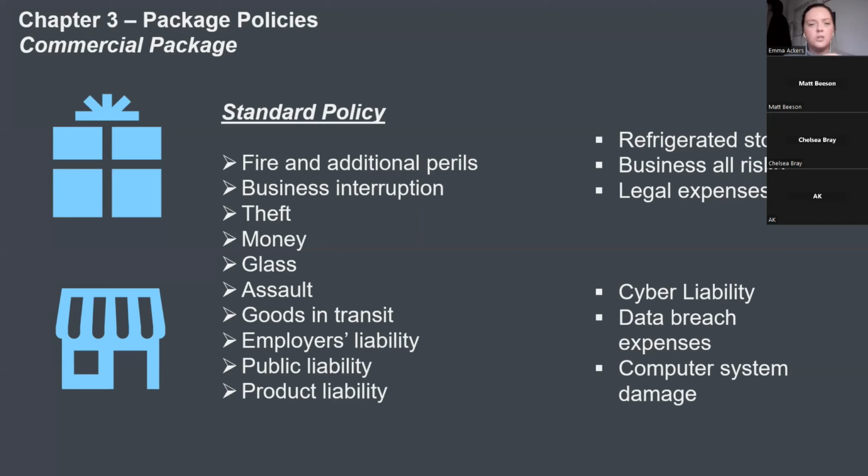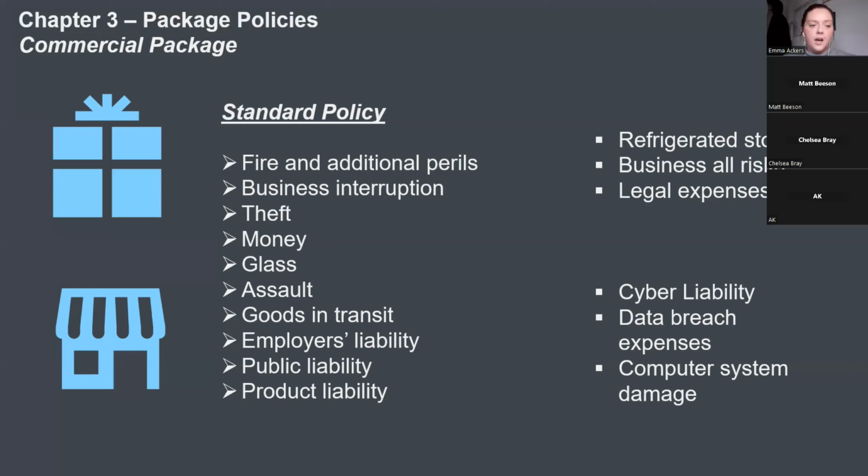There are also optional things that the insured can include as well. Things like refrigerated stock. If you have a shop, you've got fridges. And a business all risks cover, which gives you extra protection in addition to theft. And you've also got legal expenses as well.